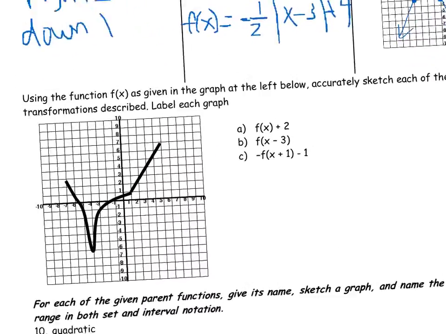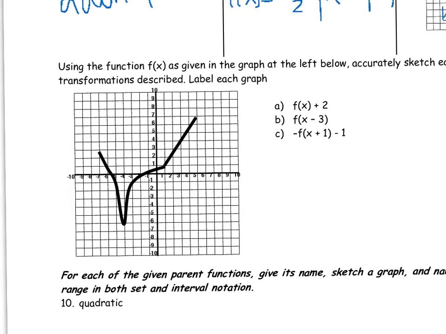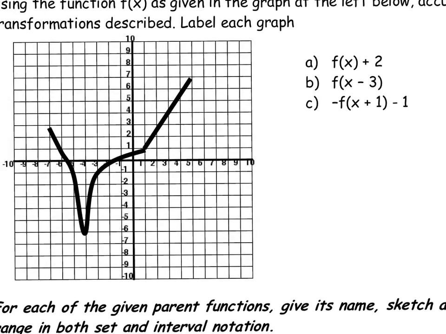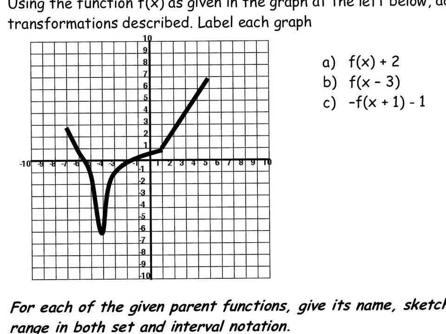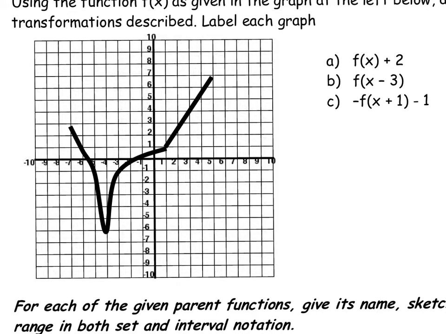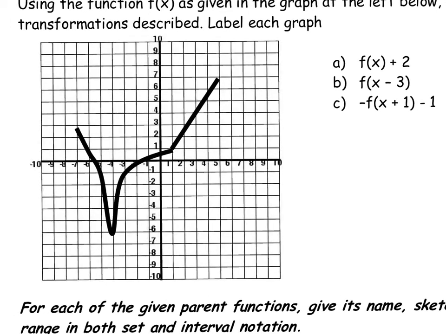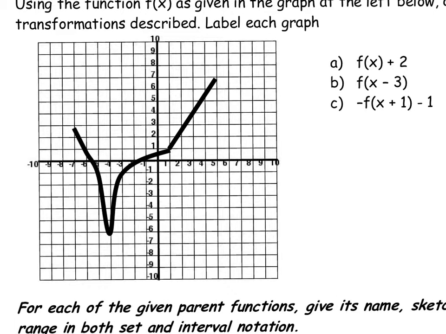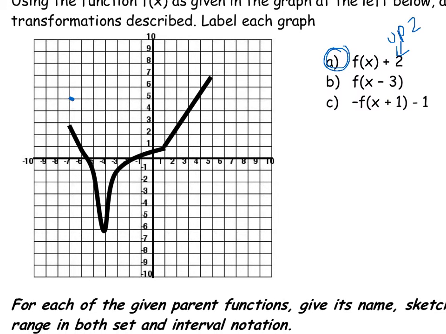Okay, so then on to this next one. Here it gives me the graph of f of x, and I need to graph these transformations over to the right. So A, we've got f of x plus 2. That plus 2 will go up 2. So that means every single point on this graph goes up 2 units. So my left point is going to go up 2 units, and there will be my new spot.